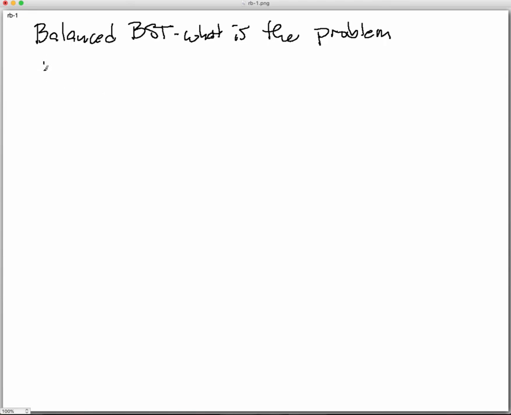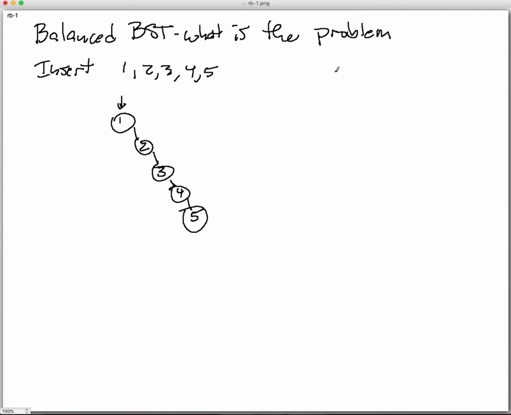For example, suppose we wanted to insert, we'll make this really bad, 1, 2, 3, 4, and 5. Well, if we did that, we would have a binary search tree that would look like this. We would have 1 over here, and then there would be 2, and then there'd be 3, 4, 5. Likewise, if we started with a different order, 5, 4, 3, 2, 1, again, we're going to get something that looks like this.